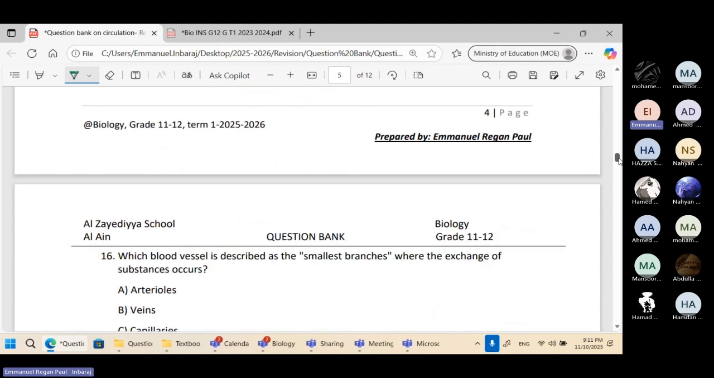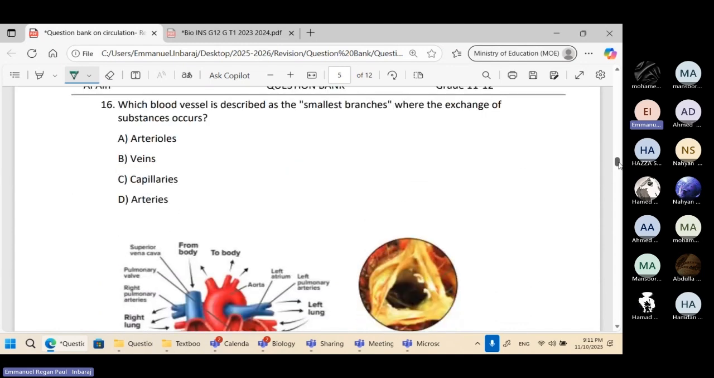Now let's go to the next concept. Okay, you see here, this is another one. Which blood vessel is described as smallest branches? When they say branches, you should remember it is capillaries. Capillaries are branches.